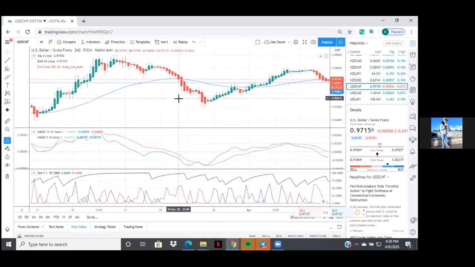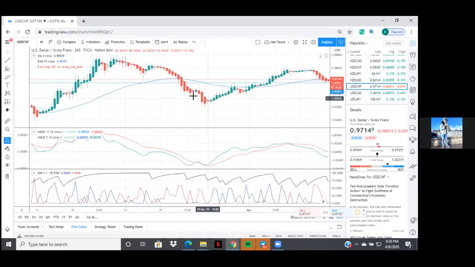As you can see right here, Heikin Ashi flat tops, EMA cross, MACD, good space in between, it's pretty tight. Going downward below the 0 line. DMI red above, momentum for the sell. Take profit 30 pips, stop loss 30 pips.